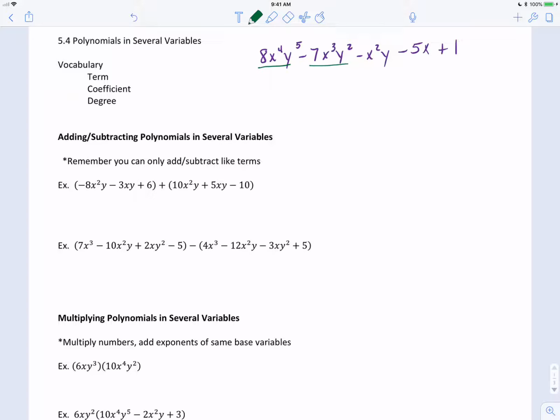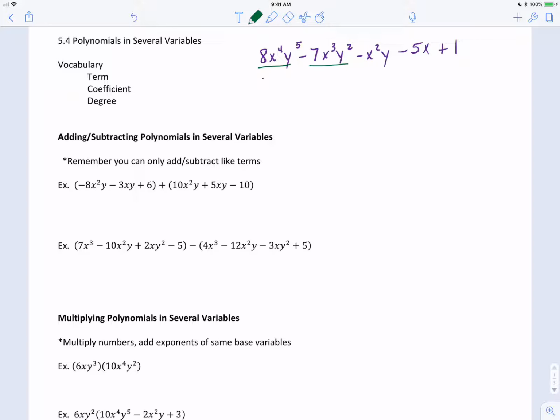7x cubed, y squared. Well, remember that when we're adding and subtracting these things, we can only add and subtract like terms, which means it has to have the same variable and the same exponent. So if I have an x squared y, that is not the same as an x squared y squared. Those are two different kinds of terms, so you could not add those together. So we just want to go over some of this vocabulary.